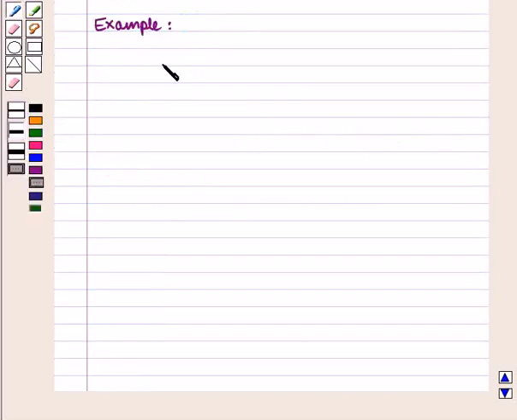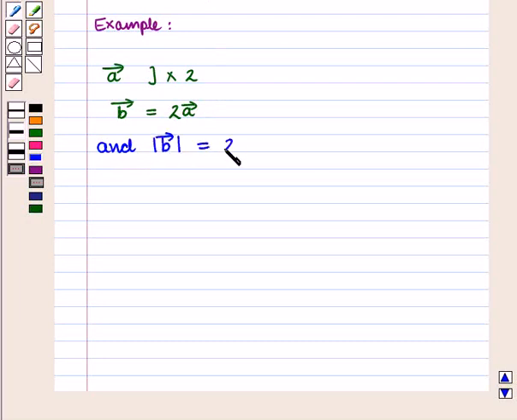For example, if we have any vector A and we multiply this vector with a scalar 2, then we will get a new vector, say vector B, which is equal to twice of vector A, and its magnitude, that is magnitude of vector B, will be equal to 2 into magnitude of vector A.